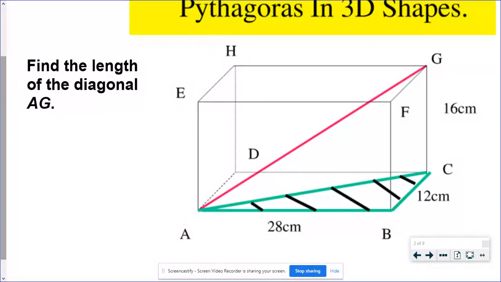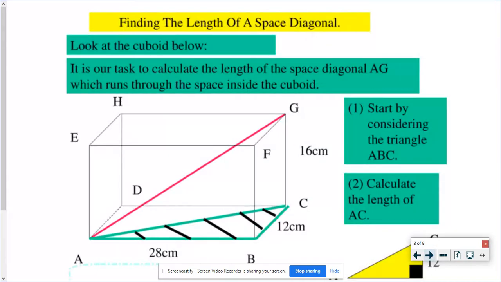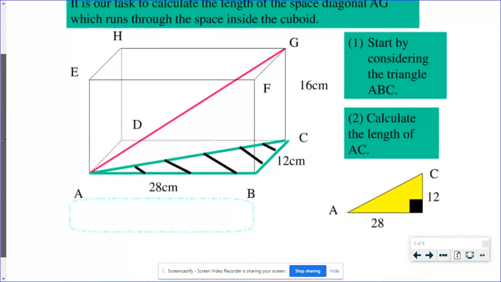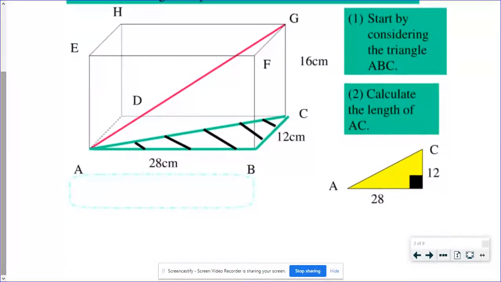But we're going to split this up, and we have to do it in pieces or in steps. So here's that same picture again. They're calling this a cuboid, which is just another name for a rectangular prism. And I want to find that diagonal. So I want to start by considering the triangle that's in the bottom. So this would be on the bottom base of this rectangular prism, using these two sides, and I'm going to find the diagonal of that face. So that will be the right angle.